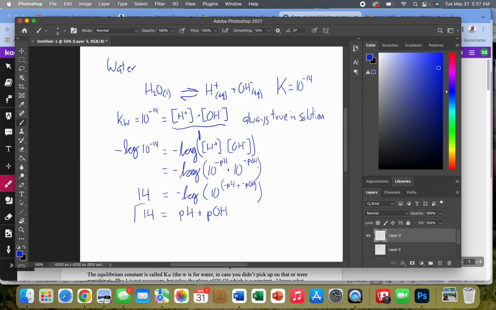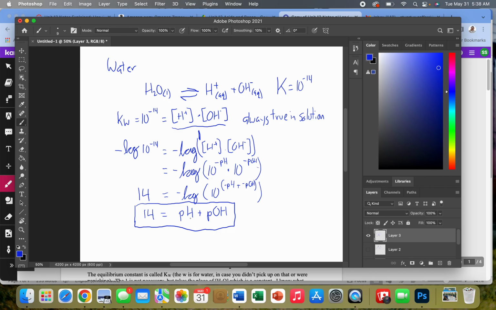And this is the fifth equation that we are going to use in this unit. This is true because we are in water. As long as we've got something in water, this is always true. So if I know the pH, I know the pOH. And this allows us to know either the H plus ion or the OH minus ion or the pH or the pOH and get all the other pieces of information. So we can get all four pieces of information from just one.